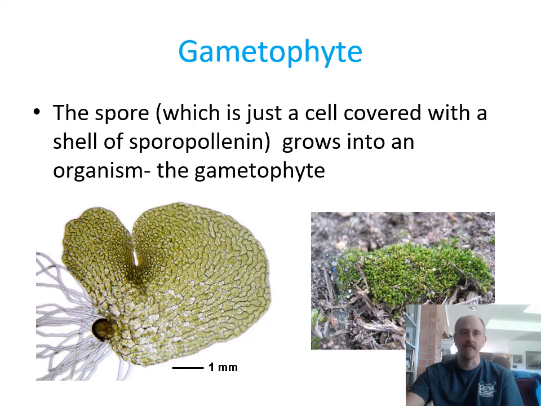Here's a fern gametophyte, which would be about the size of your pinky nail. Over here is a moss gametophyte growing. Those two organisms both grew from a spore, and they will both make gametes, sperm or egg, that will lead to the next sporophyte generation.